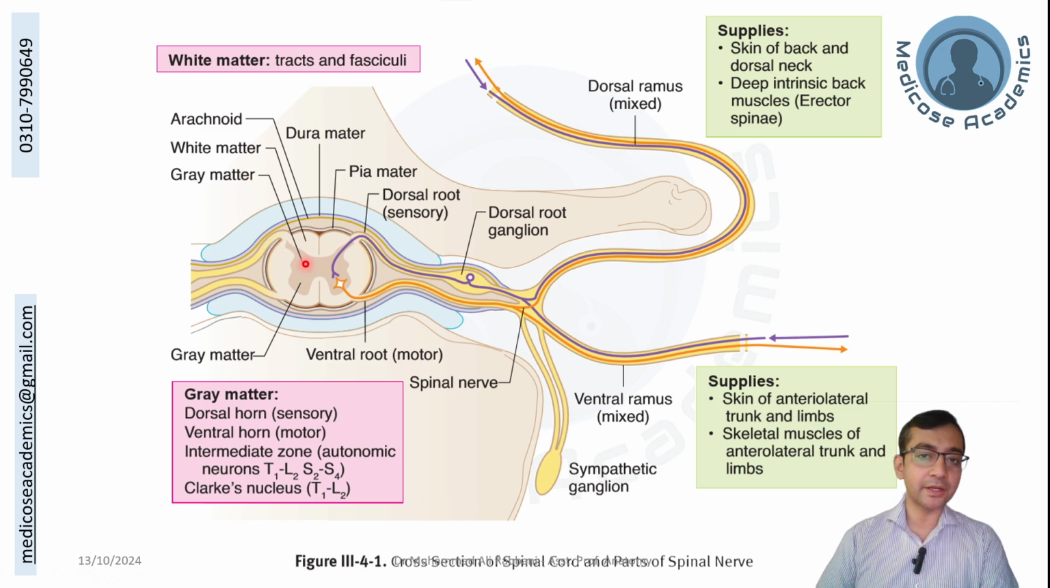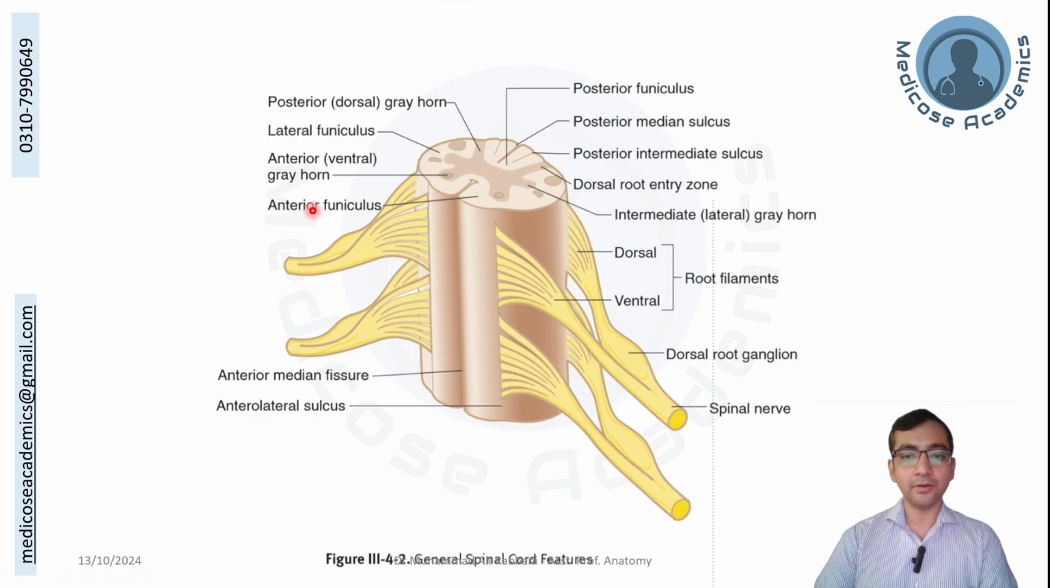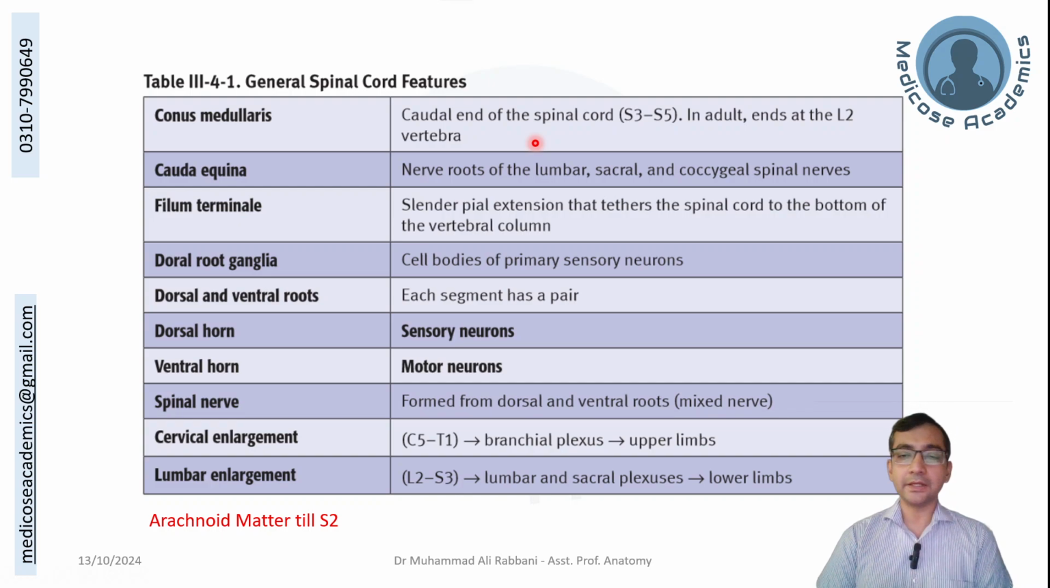We discussed the gray and white matter, the different funiculi, and the different coverings: the dura mater, the arachnoid mater, and the pia mater. We saw the fissures, the funiculi, and these things. You can just pause the video here and check if you have missed anything. And these are the definitions that you must be very familiar with for now: the conus medullaris, the lower end of the spinal cord, the cauda equina, the filum terminale, and the dorsal root ganglion.